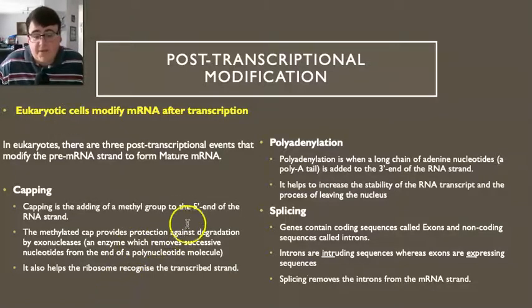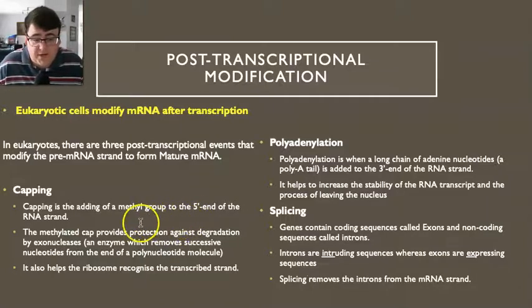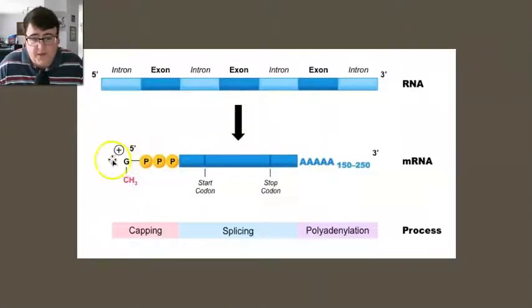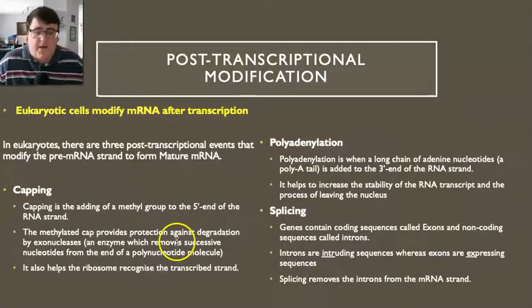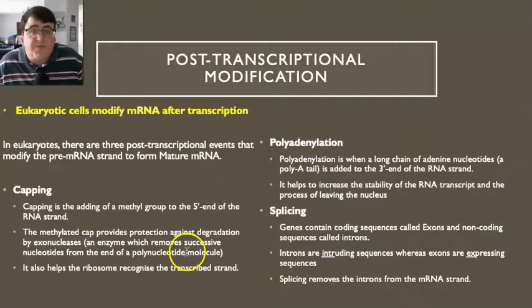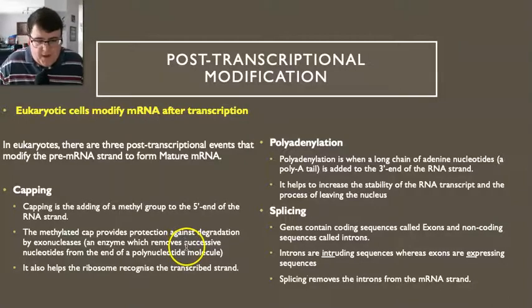Capping is when we add a methyl group to the 5' end of the RNA strand. So, as you can see here, it's the 5' end down here, and we add this cap here. Okay, so we're adding a methyl group, which you can see here. The whole purpose of that methylated cap is that it provides protection against degradation. So an enzyme called exonuclease can't come in and remove the successive nucleotides from the end of that molecule. So it basically prevents the RNA strand from being broken down by exonucleases. We don't know in detail, but it's also useful for the ribosome to recognize the transcribed strand.